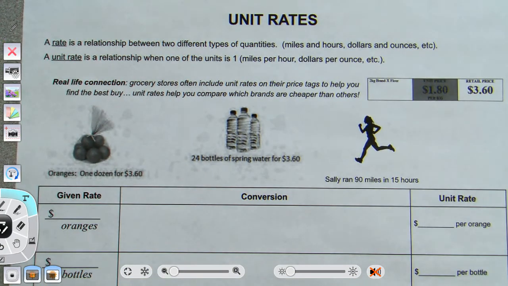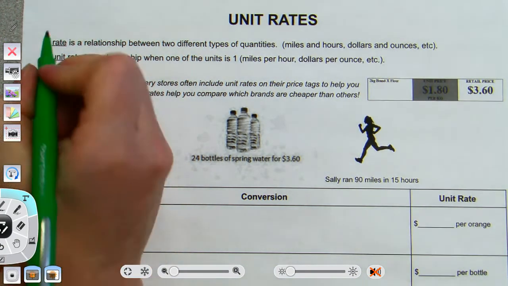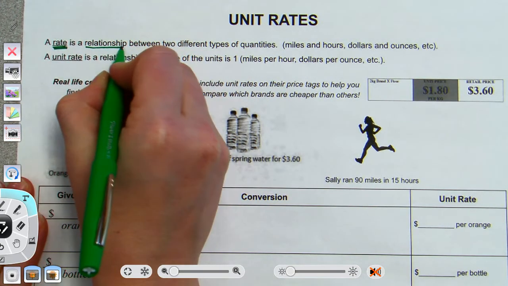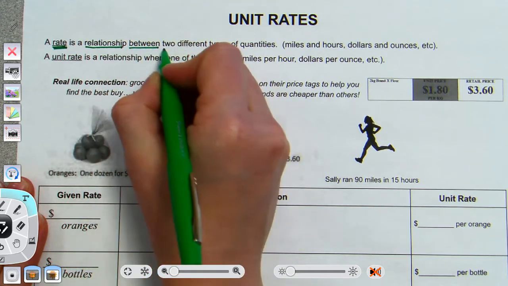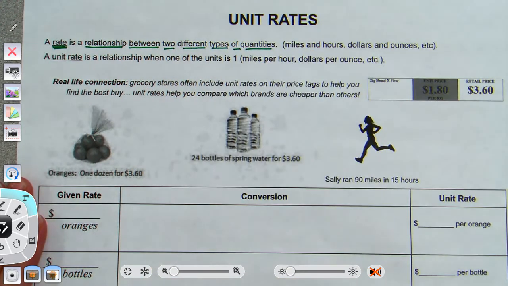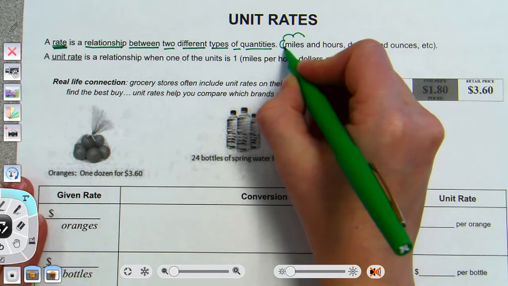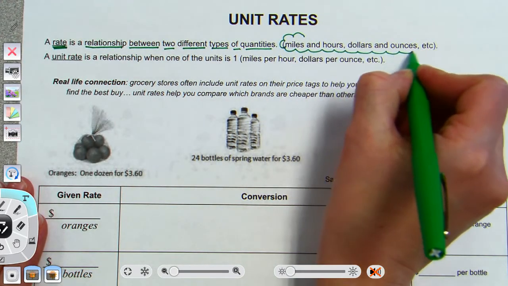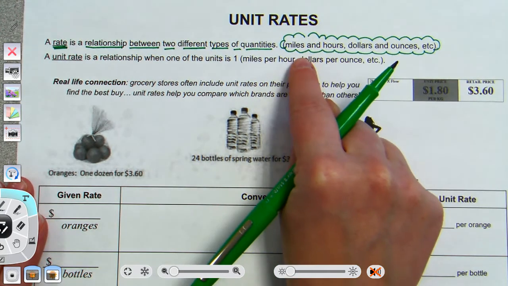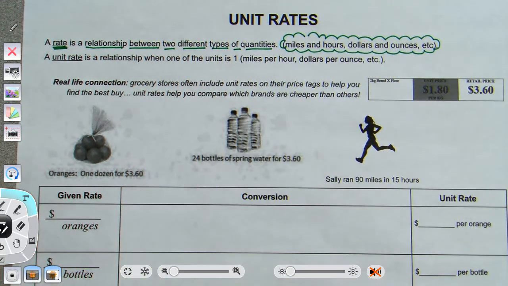Now I'm going to grab one of my colors. For me, it's going to be green, and I'm just going to mark this up a little bit. I'm going to underline rate. I'm going to underline relationship between two different types of quantities. I also really love examples, so I'm just going to put a little cloud shape around these examples. My brain really likes examples better than it likes some words.